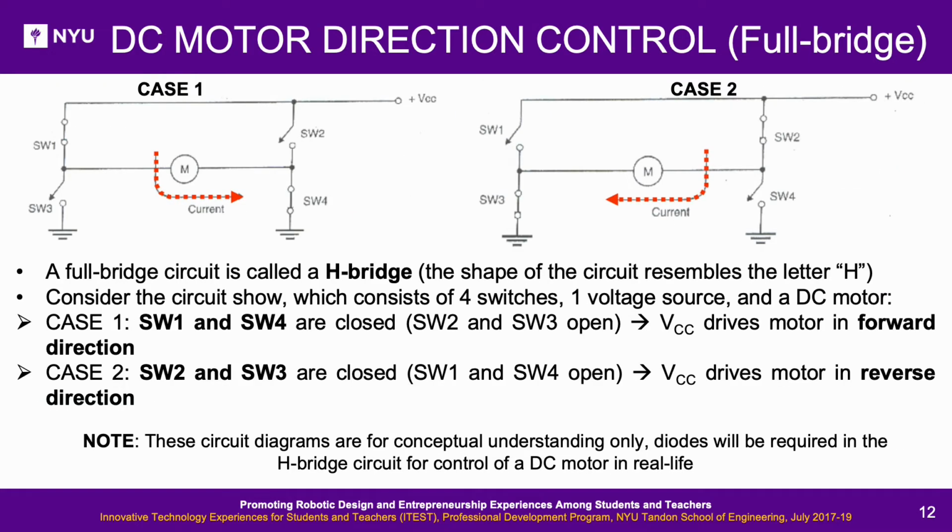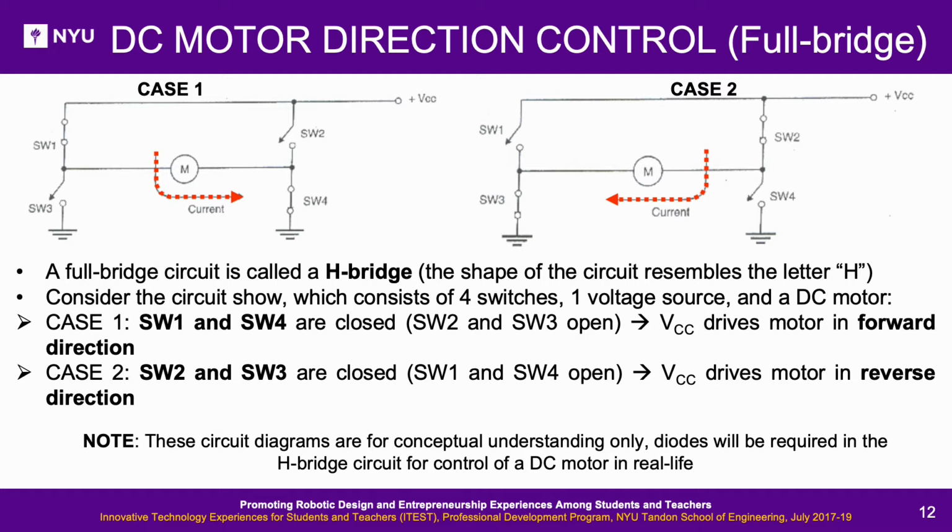DC motor direction control using a full bridge. A full bridge circuit is called an H-bridge. The shape of the circuit resembles the letter H. Consider the circuit shown, which consists of 4 switches, 1 voltage source, and a DC motor.